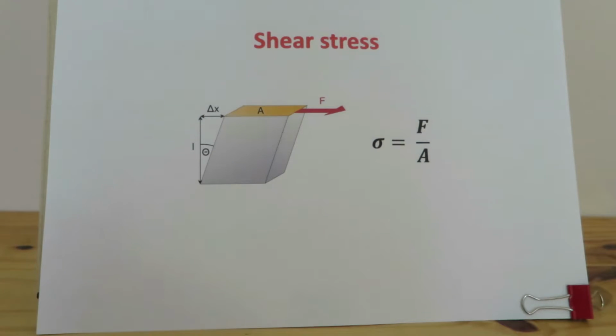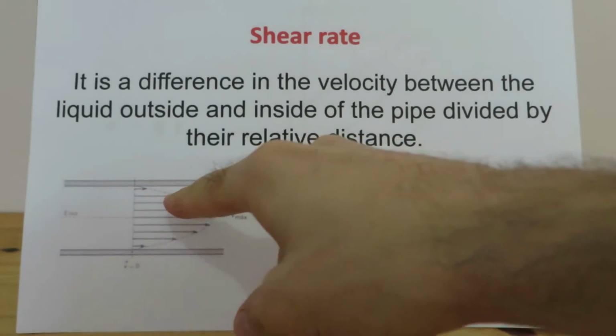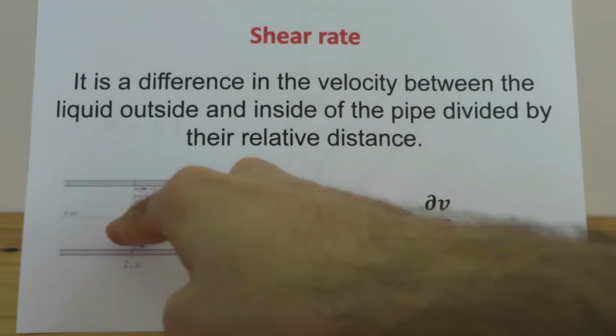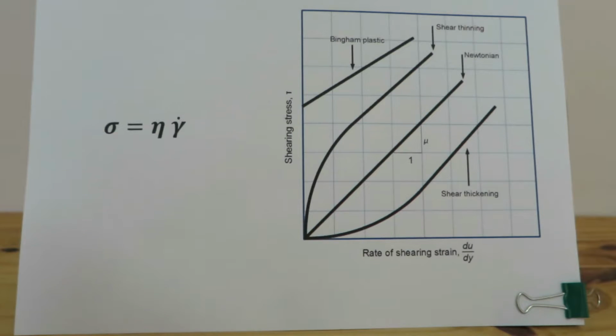So, shear stress. Shear stress, by definition, is the force applied per unit of area. Shear rate is the difference in velocity between the liquid at the outside of the pipe and the middle divided by the relative distance. We can correlate the stress and the shear rate by this equation, where stress is equal to viscosity times shear rate. The graph of stress per rate describes different fluid behaviors, such as Newtonian and non-Newtonian.